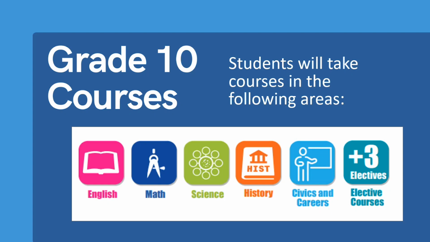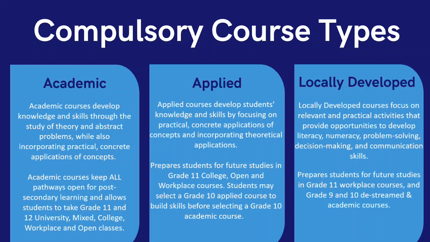If you have any specific questions or concerns about the grade 10 courses for your student, please reach out to your guidance department. There may be various reasons why students may take different courses than the ones that we have outlined here. For the compulsory credits in English, math, science, and history, there are several course types for grade 10, such as academic, applied, and locally developed courses. We will go through each of those options and what they mean.